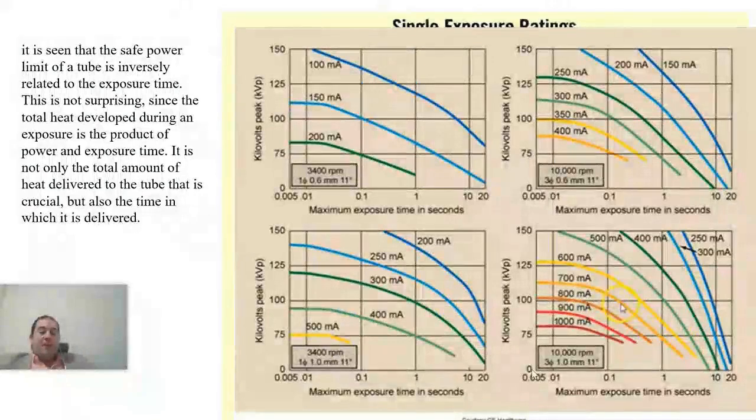Is it 3400 RPM compared to 10,000 RPM? You find that you can work with 1000 milliampere, and this is compared to 3000 RPM with the same focal spot size, but the main difference here is 3400 and here is 1000 RPM, which is the rotating speed.